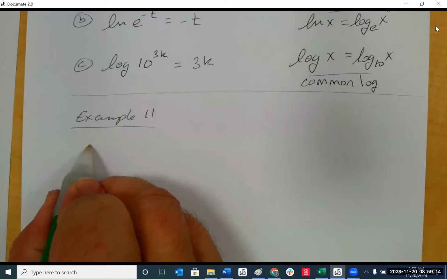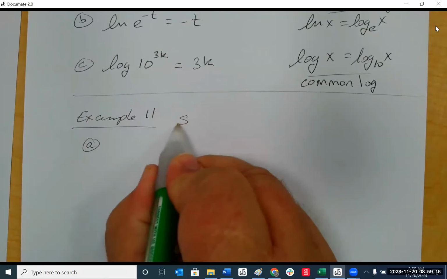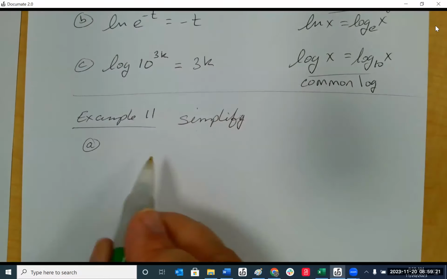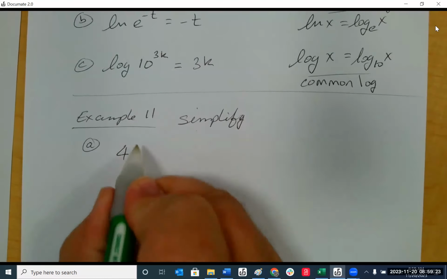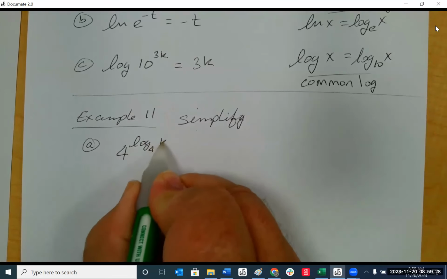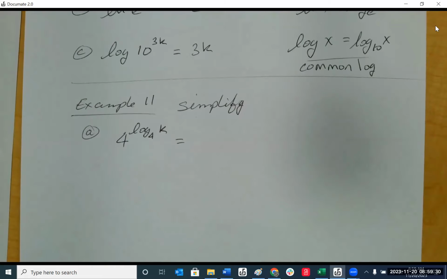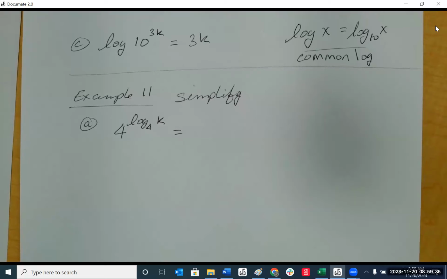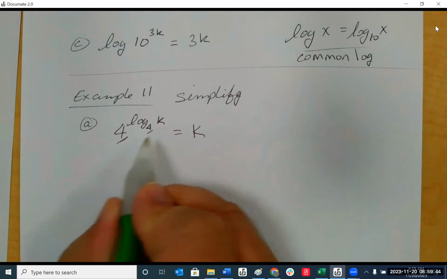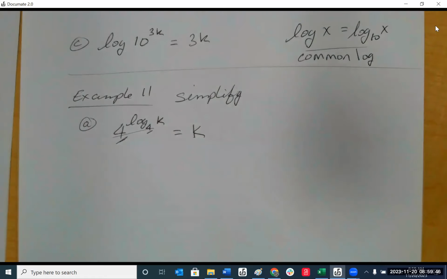Simplify each of the following. How about this one? Because this is the base and that's the base. If the bases are the same, they cancel.